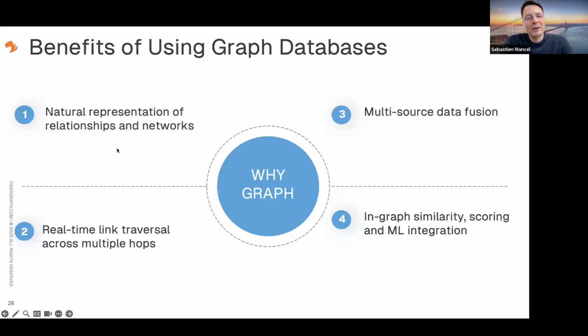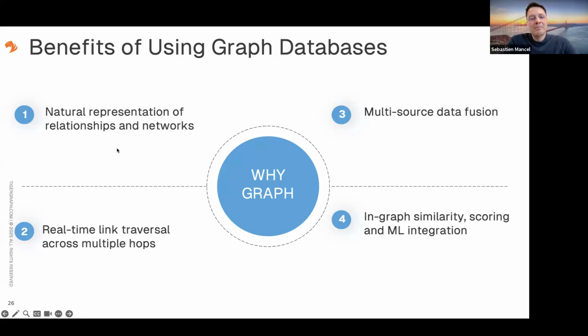Okay, so let's wrap up by looking at why graph is such a powerful foundation for entity resolution. So first, graph offers a natural representation of relationships and networks. Instead of trying to force connections into rows and columns, a graph directly links people, accounts, addresses, and devices, capturing how entities truly interact. Second, graph enables real-time link traversal across multiple hops. You can trace shared identifiers like IPs or devices and instantly uncover hidden relationships that traditional databases simply miss.